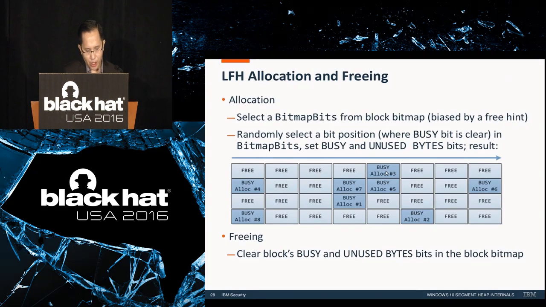For freeing, among other things, the block's busy bit and unused byte bit in the block bitmap are cleared. This is just a simplified explanation of the LFH allocation and freeing. For a more detailed explanation, please refer to the white paper.